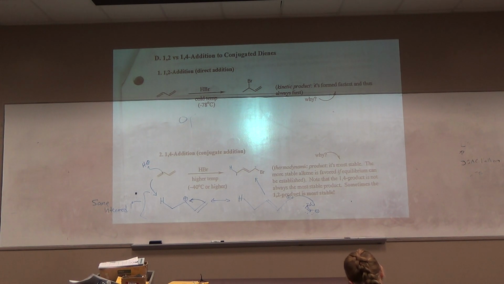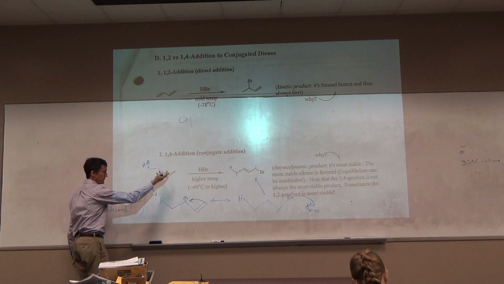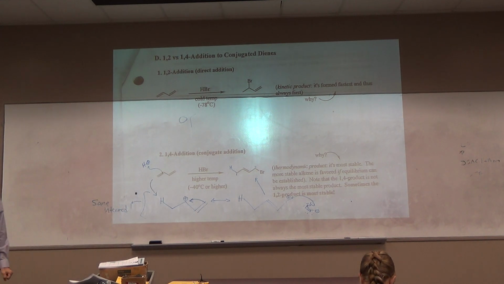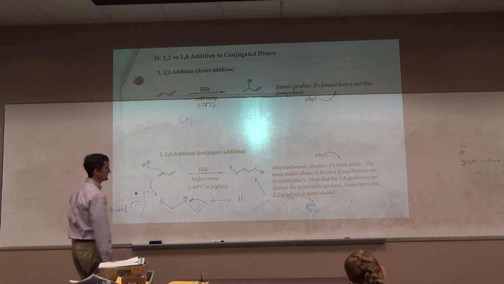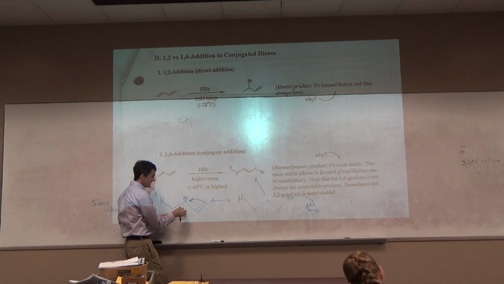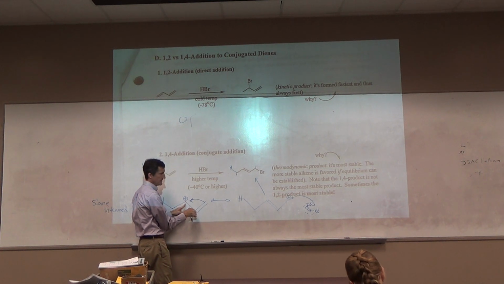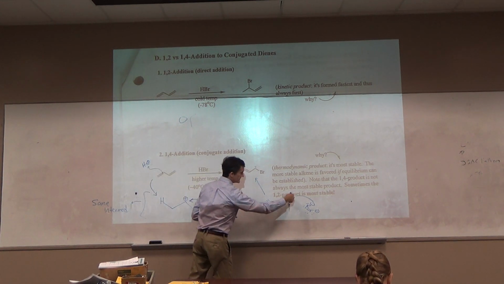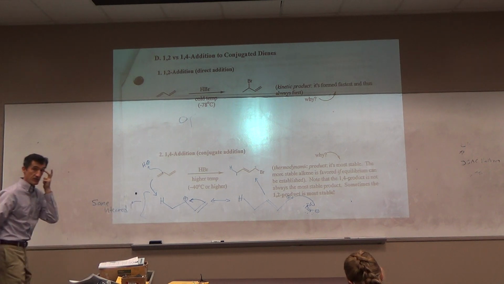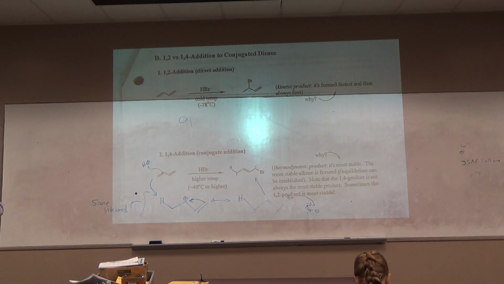And this is also not a direct addition. Did we directly add HBr to one of the alkenes? No, we did not do a direct addition. We did what's called a conjugate addition. Because the cation is conjugated, that's what allowed us to add at the 4 carbon compared to the 1 carbon. We've been doing direct additions for the past month. This is our first conjugate or 1,4 addition.